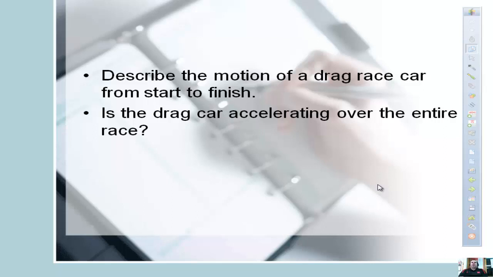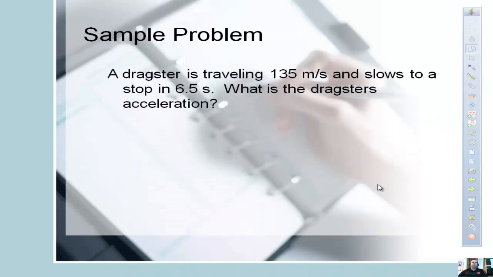Some of you might say, no, it is not, because we're so used to hearing that word accelerating as meaning going faster and faster and faster. Look back at the word acceleration. Look back at the definition for acceleration. When you look at that definition, you're going to notice that it says a rate of change of velocity. When I speed up, am I changing my velocity? Yes, I am. When I slow down, am I changing my velocity? Yes, I am. So technically, that drag race car is accelerating over that entire time frame.